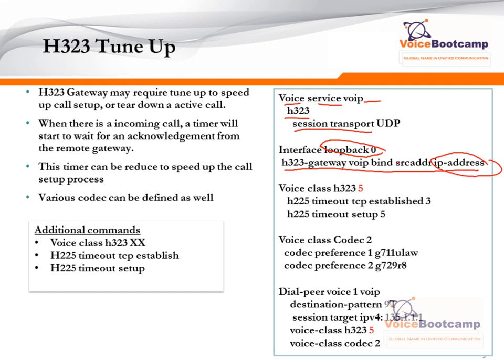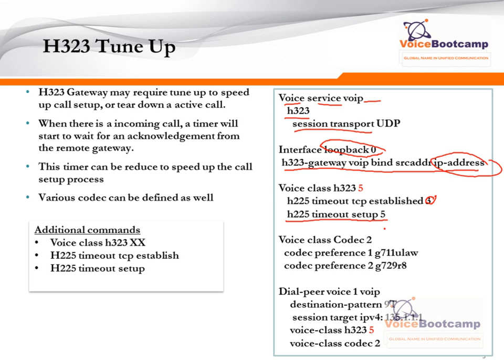Then I have a voice class H323 which is used to control the H225 timeout. For example, here I'm configuring H225 timeout TCP establishment 3 seconds. So if the TCP failed to establish within 3 seconds, I have the option to go to a backup mode, for example, or activate the backup link. H225 timeout setup 5. That means within 5 seconds, if I do not get an acknowledgement, I will of course activate my backup link.